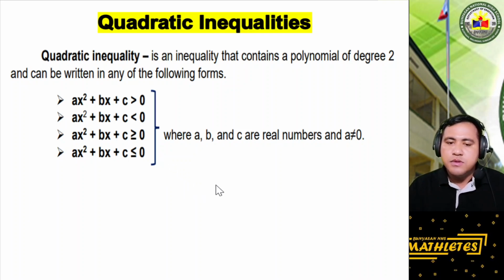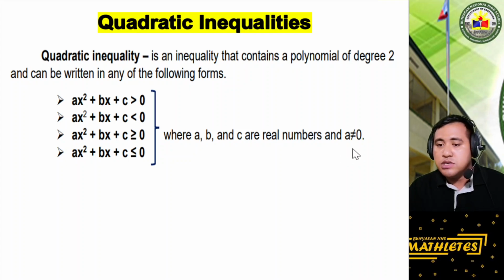Now as you observe, quadratic inequalities are similar to quadratic equations, but the difference between them is the symbol used. Our quadratic equation uses the equal symbol, while our inequality uses an inequality symbol, like less than, greater than, less than or equal to, and greater than or equal to. But they are both polynomials of degree 2, no? Same as the quadratic equation, our a in quadratic inequalities cannot be equal to 0.